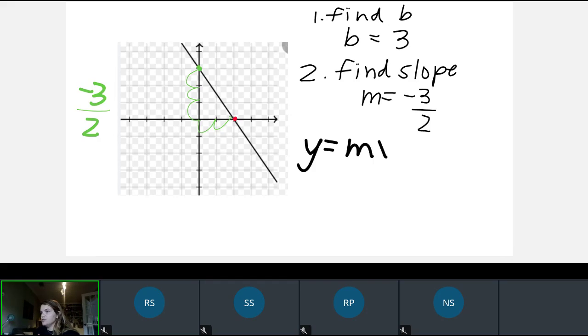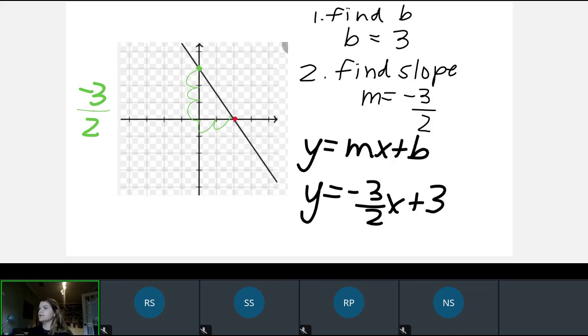Now, all I have to do is plug that into my slope-intercept form of a line, which is y equals mx plus b. So we would get y equals negative 3/2 x plus 3. And that's it.